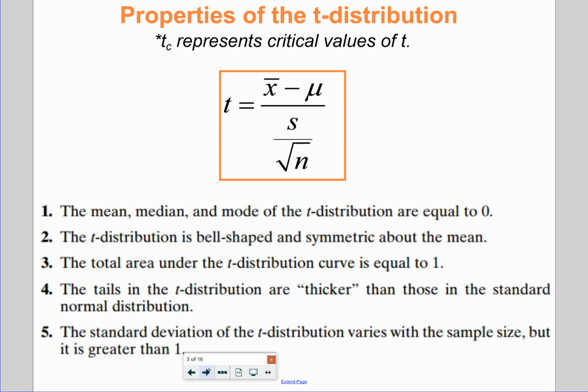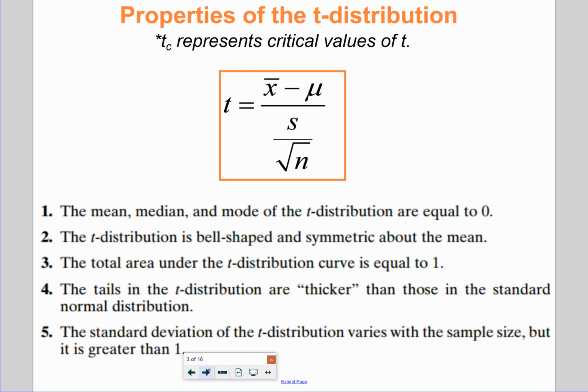Okay, so couple properties you need to know first about a T distribution versus a standard normal distribution. So a T distribution, we're going to use T sub C to represent critical values. If you want to find what a T value is, it looks very similar to how we calculate our Z-scores. It's a mean of our sample minus the mean of the population, all divided by, now we've got the S, which is our sample standard deviation, divided by the square root of n, where n is our sample size.